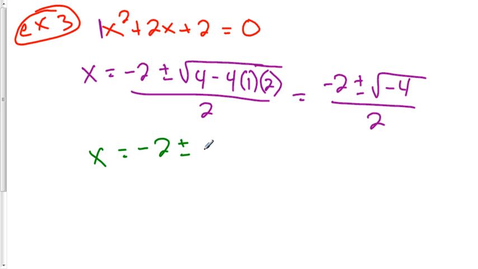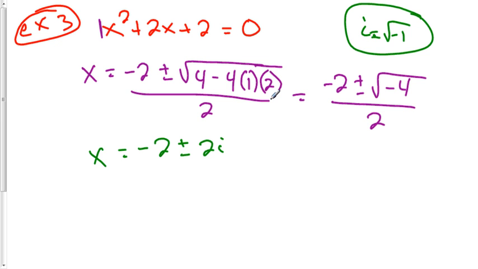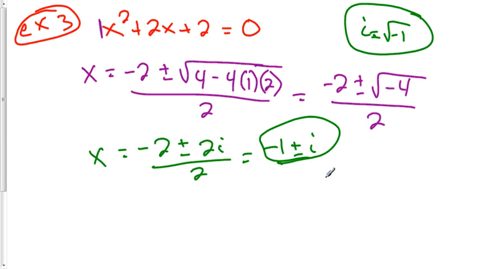Remember, i equals the square root of negative 1. Okay, and that was all over 2. And now I can factor out a 2, and I'm left with negative 1 plus or minus i over 1. So again, that gives me two solutions, and they're both going to be imaginary solutions. Let me just write these out separately: negative 1 plus i, negative 1 minus i.